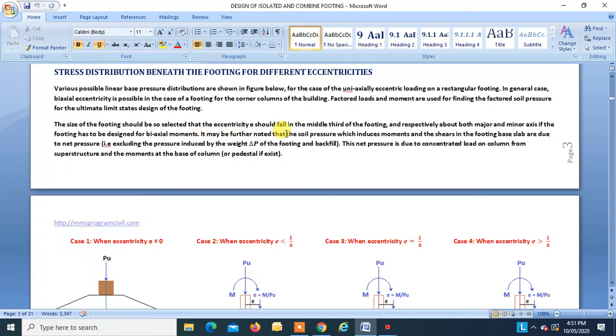It may be further noted that the soil pressure which induces moment and the shear in the footing base are due to the net pressure, that is, excluding the pressure due to the weight delta P of footing and backfill. That is, the net pressure is due to the concentrated load on column from the superstructure and the moment at the base of the column. Okay. So we will take net pressure for designing a footing.